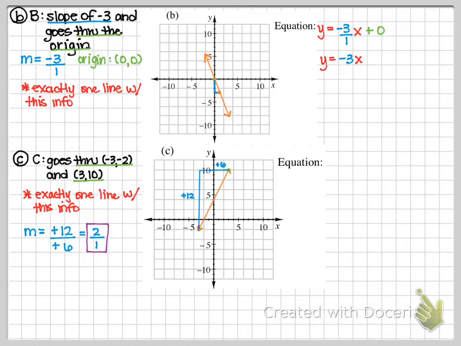So I'll go up 1, 2, right 1. Okay, good. I found a point on the line. I'm feeling pretty good about my 2 over 1 slope. Let's do it again. Up 2, right 1, another point. But I'm going to keep going until I hit the y-axis, which I haven't done yet. But I see that it's coming. Up 2, right 1. There we go.